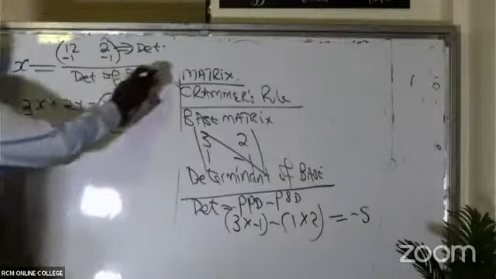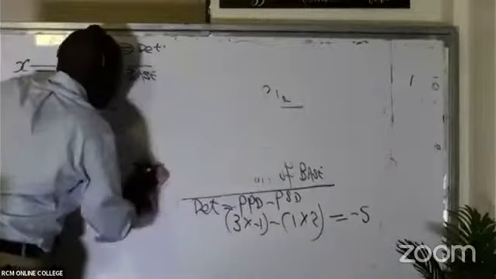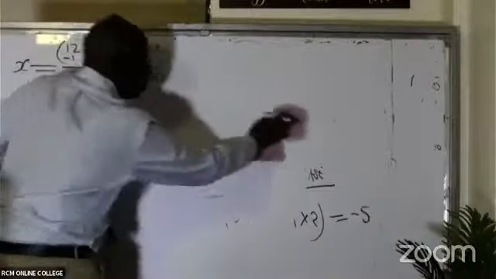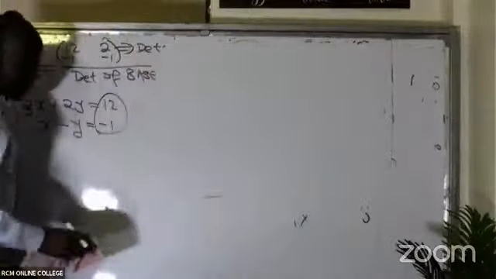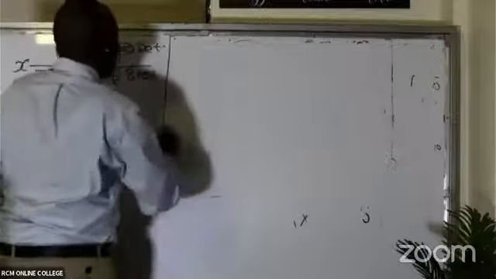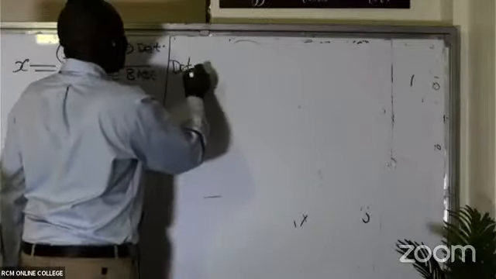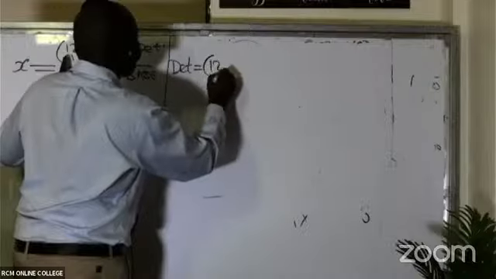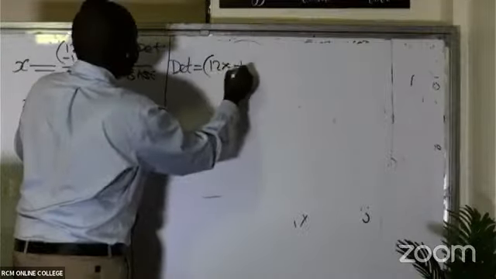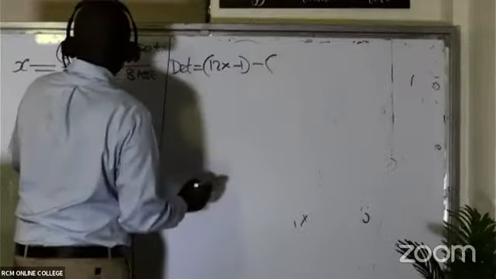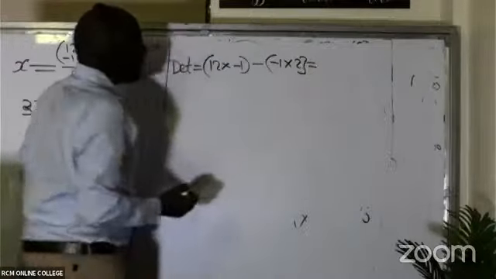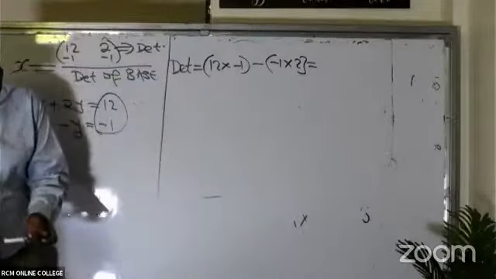All right, so in this case we are together. Then we should be able to come here and get the determinant of the numerator. The determinant of the numerator will be equal to the product of the primary, 12 times minus 1, minus the product of the secondary, which will be minus 1 times 2. So what does this give us? Let us now use our calculators very well.